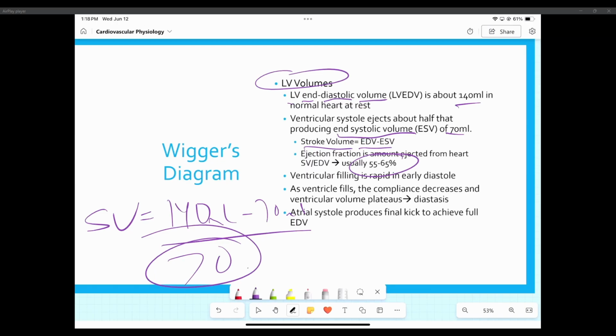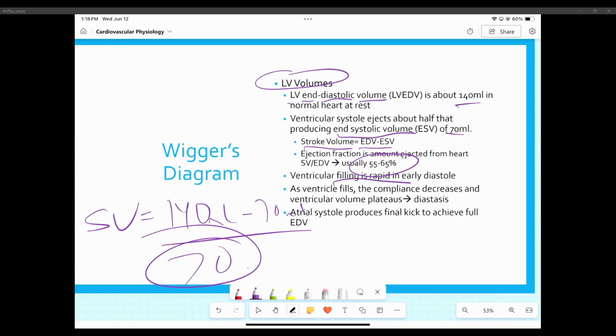Okay? Yeah? On the slides on Canvas, the stroke volume is opposite. So mine says ESV minus. This is right, EDV minus ESV. I made changes. I don't know why you guys don't have the right one, so I'll check that when I get home.